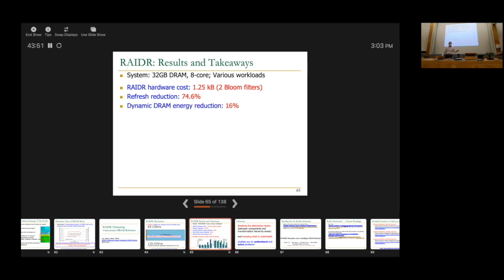DRAM energy reduction is 16%. And when DRAM is idle, like now, for example, I can reduce the power by 20% here. And performance improvement also comes. Basically, it's an idea that improves performance as well as reduces energy.